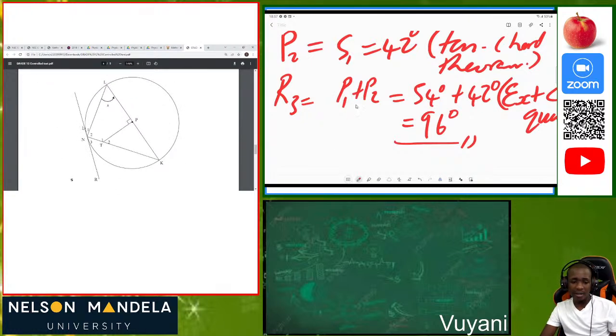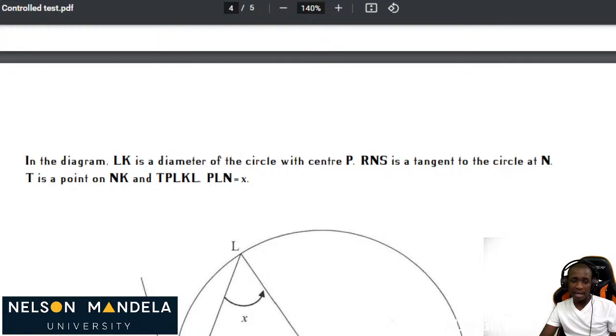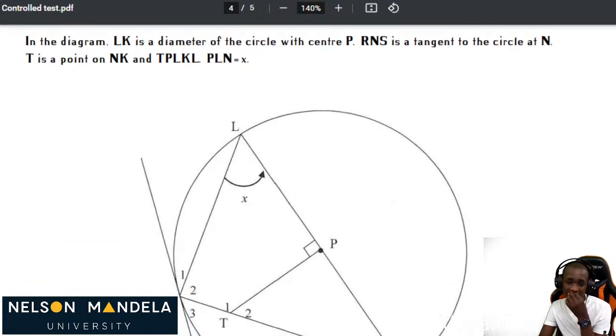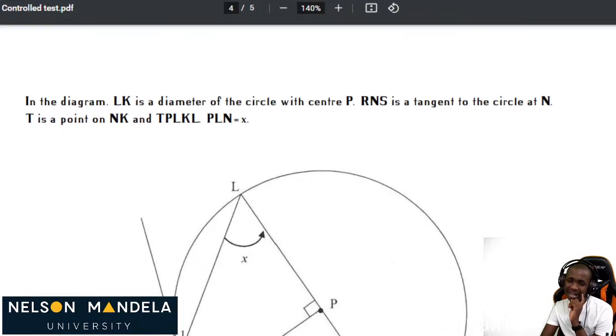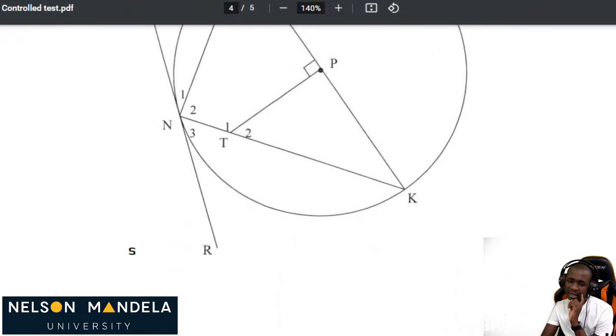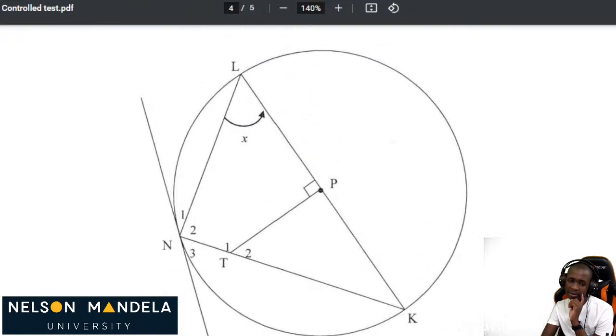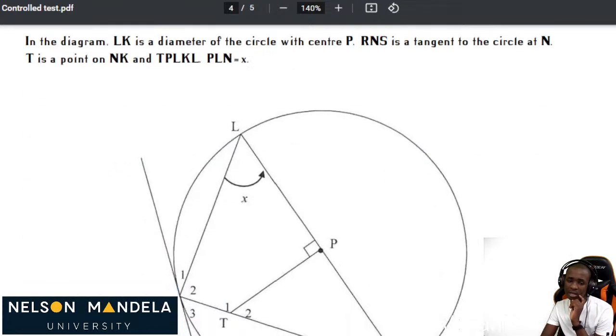In the diagram below, LK is the diameter of the circle. You can see that it's a diameter, which means angle P is 180 degrees. RNS, or S was supposed to be here, sorry for that, is a tangent to the circle at N, yes.